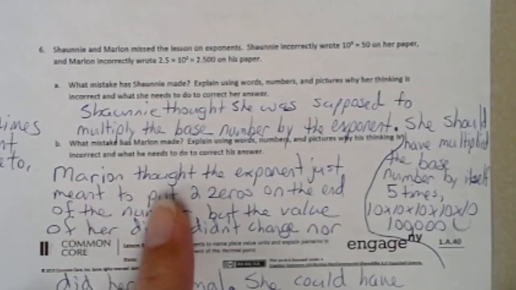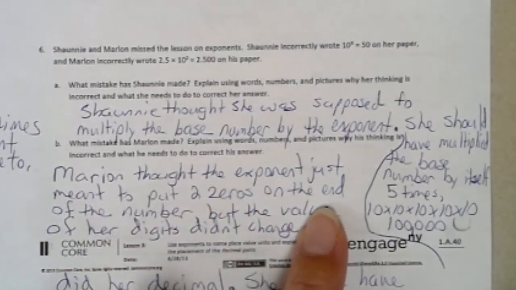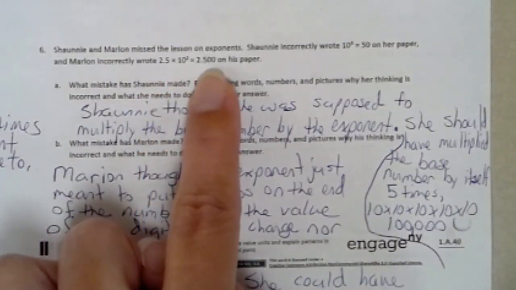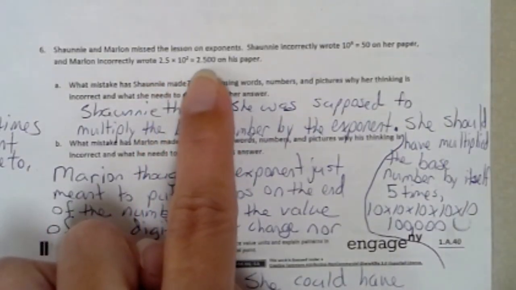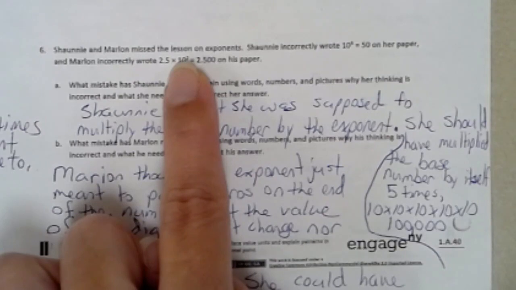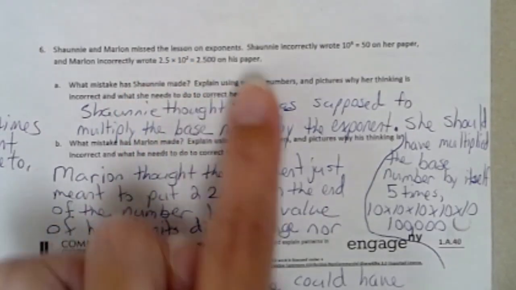Marlon thought the exponent just meant to put 2 zeros on the end of the number. If you look at what he did, 2.5 times 10 to the second, his place values didn't change at all. His value did not change at all. All he did was put 2 zeros at the end. That is not what that exponent means. Okay, so they had to multiply by 100, which means it got larger by 2 place values.